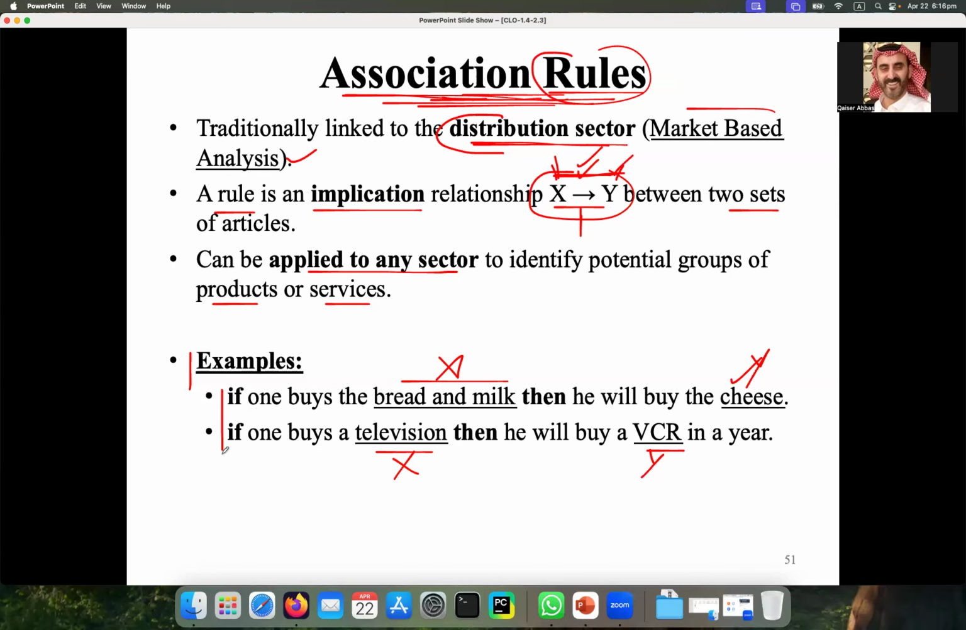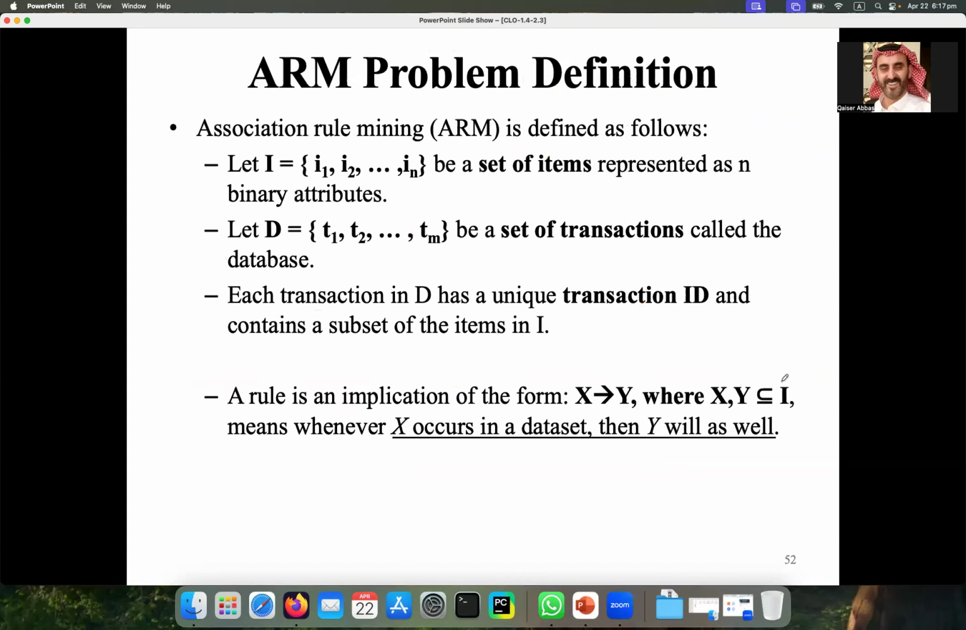So this is giving you a relationship that the people who are buying bread and milk will buy the cheese. And if you get this evidence from the sales data, then you can make a decision and increase the stock of these things so that your business is extended. Okay, moving next.